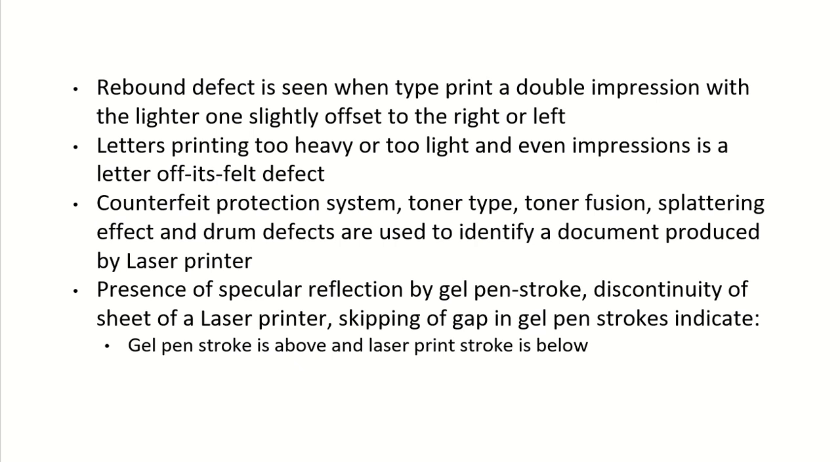Rebound defect is seen when there is double impression of a single type print with the lighter one slightly offset to the right or left. Letter printing too heavy or too light can cause letter off its feet defect. Counterfeit protection system, toner type, toner fusion, splattering effect, drum effect, these are used to identify a document produced by laser printer. Presence of specular reflection by gel pen stroke, discontinuity of sheet of laser printer, skipping of gap in gel pen strokes indicate gel pen stroke is above and laser print stroke is below.